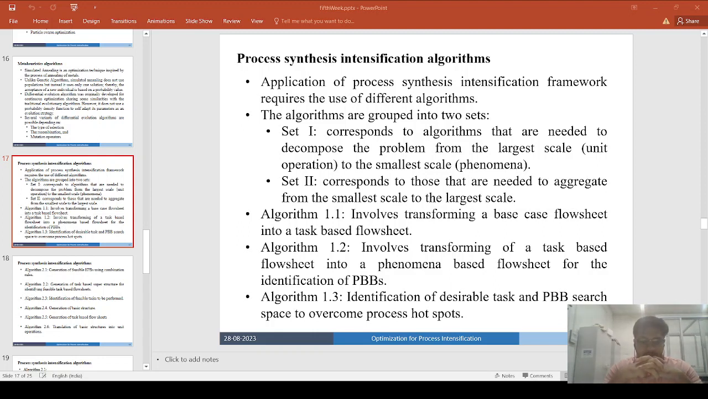And then in the algorithm 1.3, or the third sub-algorithm of the set 1, the identification of desirable task and phenomena-based block search space to overcome process hotspots.